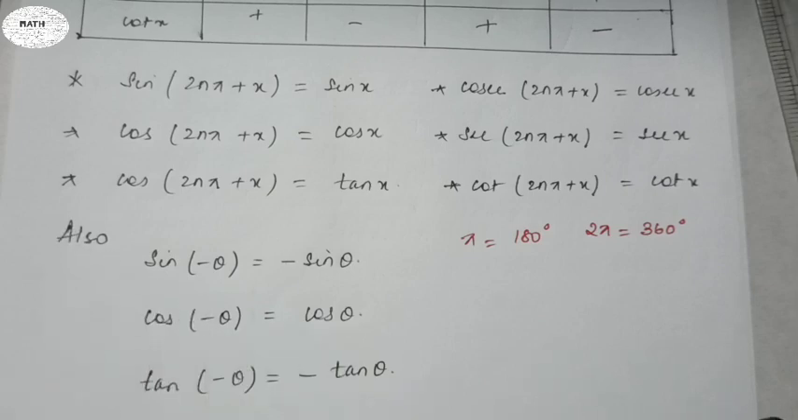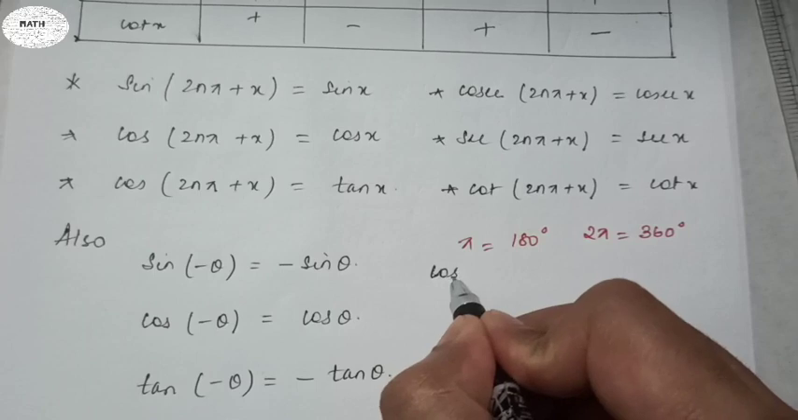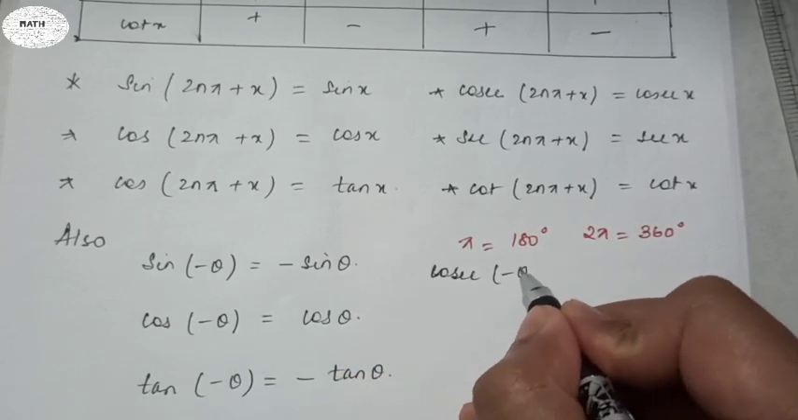It's given that sine of minus theta is equal to minus sine theta, cos of minus theta is equal to cos theta, and tan of minus theta is equal to minus tan theta. Now sine and cos, they are related. So similarly, sine and cosec, they are related. So similarly your cosec of minus theta will be the same thing.